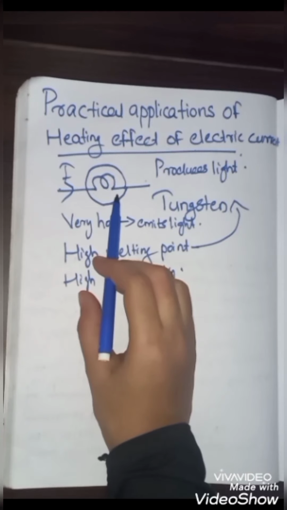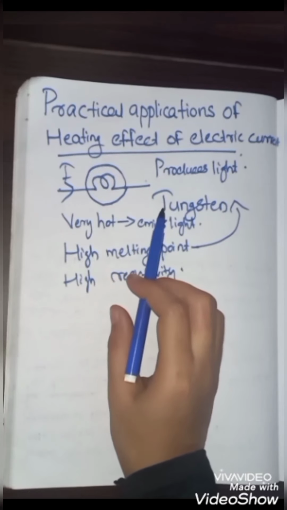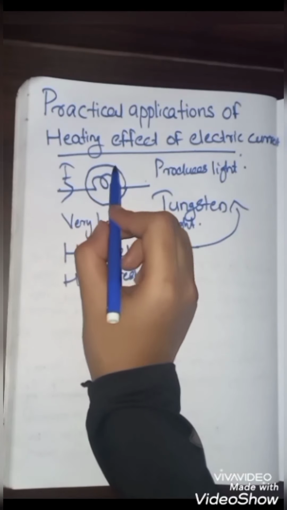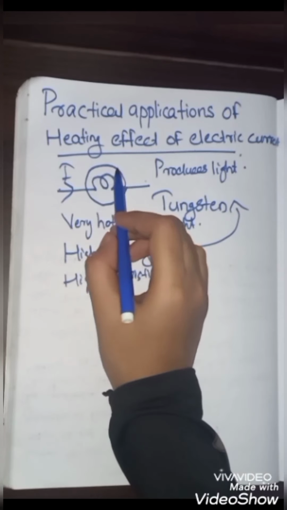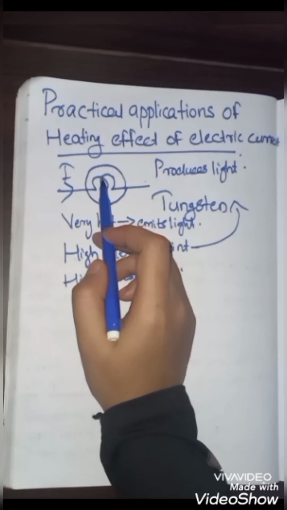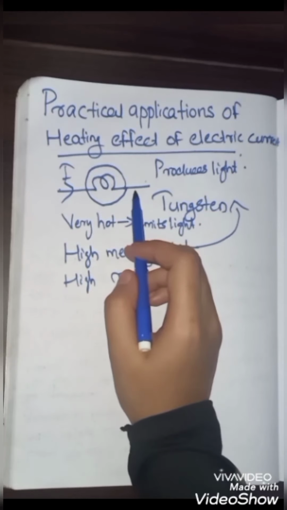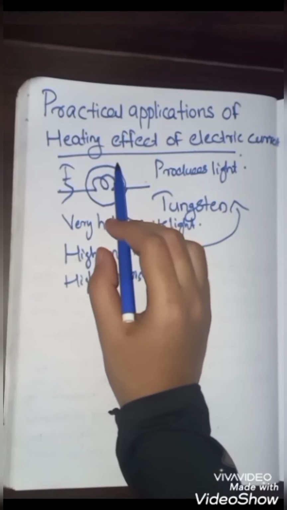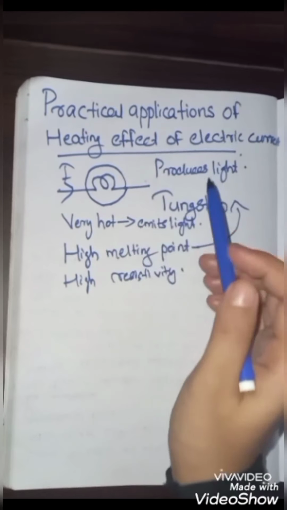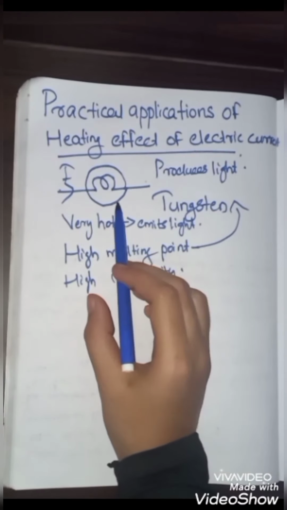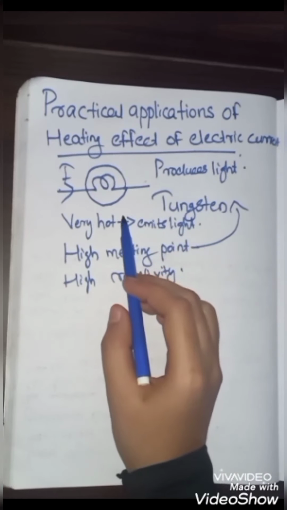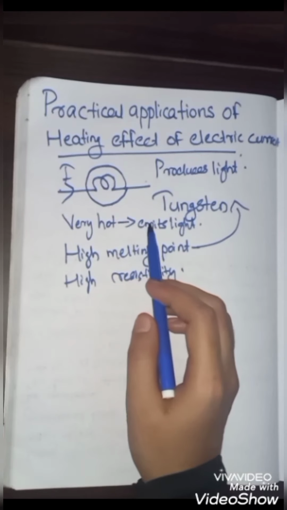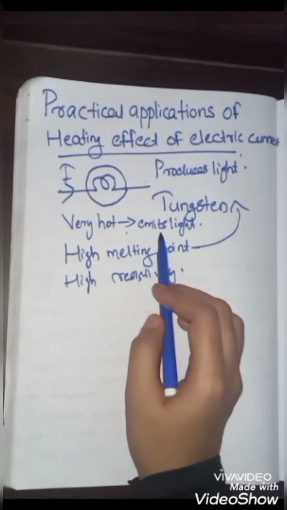Most of the power consumed by the filament is converted into heat, and only a small part is converted to light. Hope you understand the first application of the heating effect of electric current, that is, the electric bulb. The filament of the bulb gets heated, and as much heat as possible is produced so that the filament gets very hot and emits light.